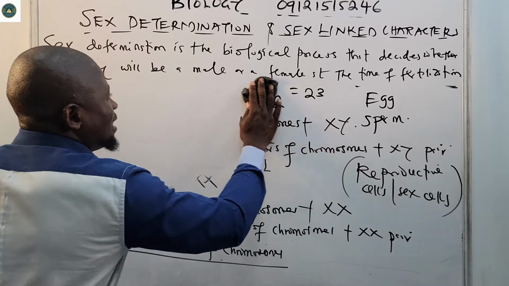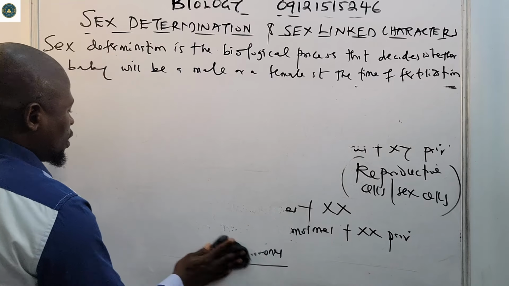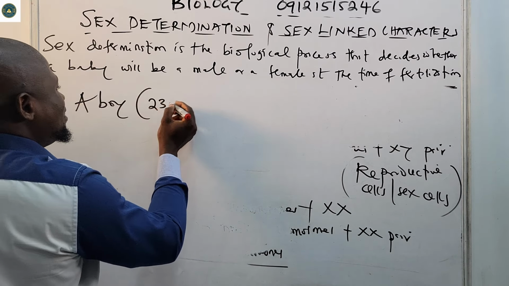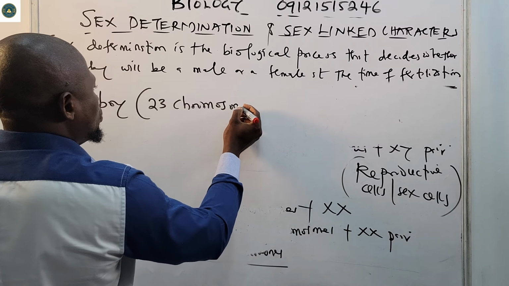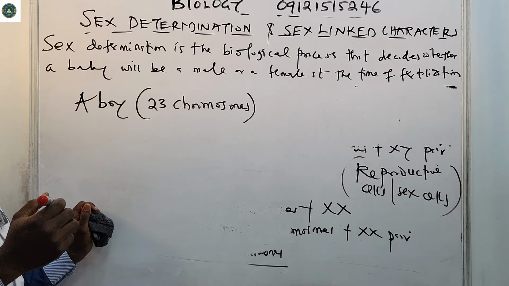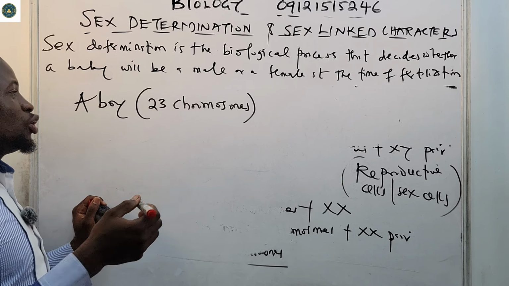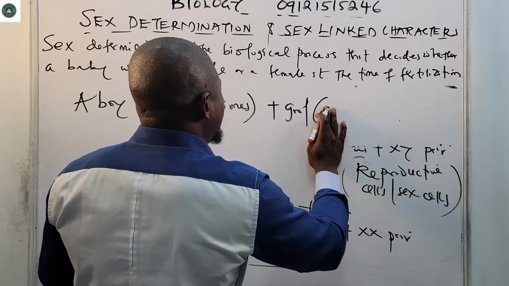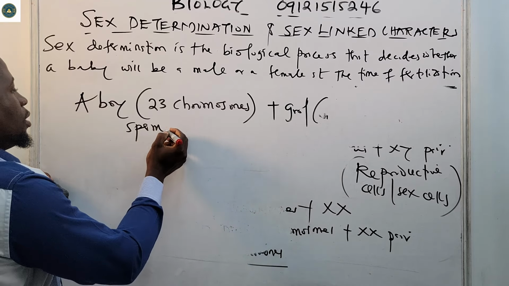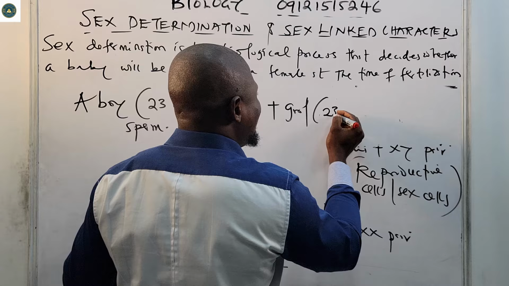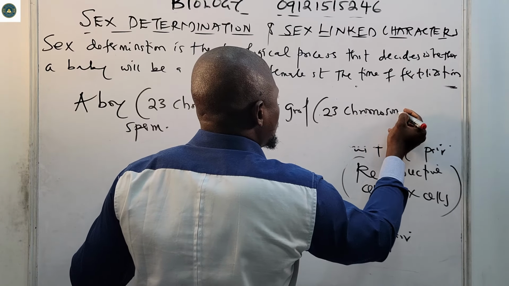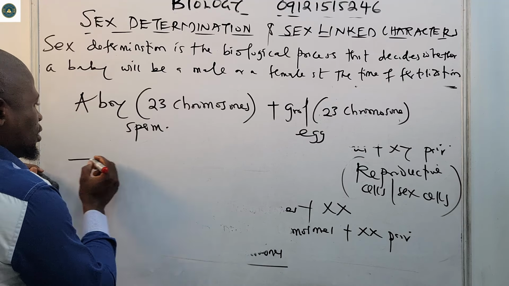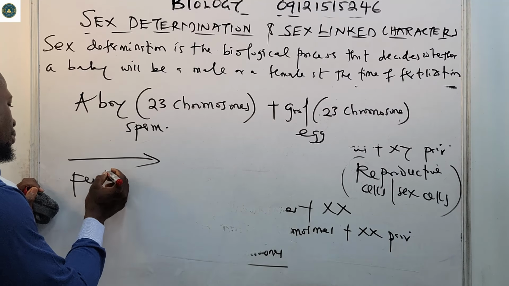That means that for a boy, for example, we have 23 chromosomes. This is what the boy has. Then of course the girl also has 23 chromosomes. This one is the sperm. Then the girl also has 23 chromosomes. This one is the egg. So during fertilization, what will happen is that fertilization will happen.